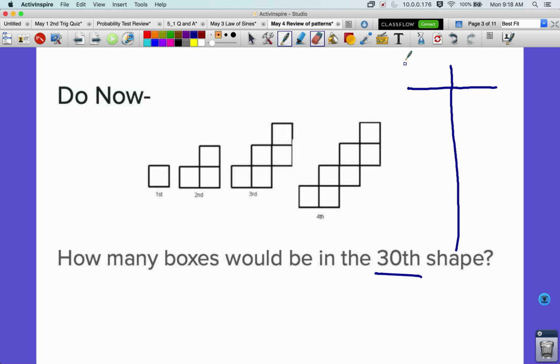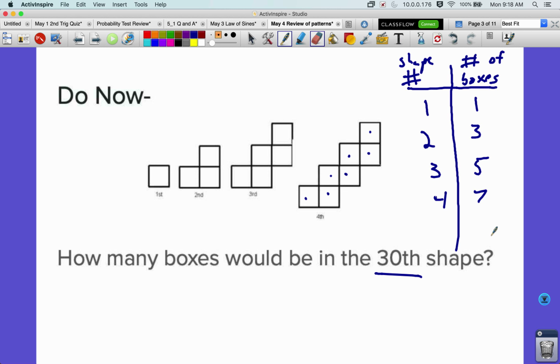So this will be the shape number in our first column, and this will be the number of boxes. All right, and let's copy down what we have. In the first shape, we see 1 box. In the second, I count 3. In the third, I count 5. And in the fourth, I count 1, 2, 3, 4, 5, 6, 7.